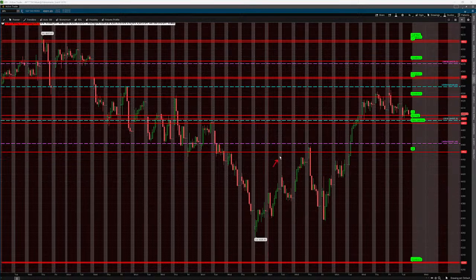First of all, the dashed purple lines are showing the lower and upper weekly expected move. This is a 4-day trading week, so a pretty narrow range. That's the weekly expected move based on the options market. The dashed blue lines show the lower and upper daily expected move, also a pretty narrow range.